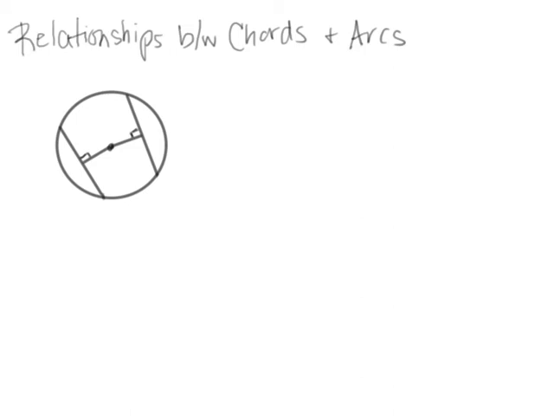Let's start our lesson here on the relationships between chords and arcs. What we're looking at here is a circle, and in the circle you have two different chords that are the same distance from the center of that circle. Remember that the distance from any point to any line segment or any line is always the shortest, perpendicular distance. That's why I have the perpendicular marker right there.